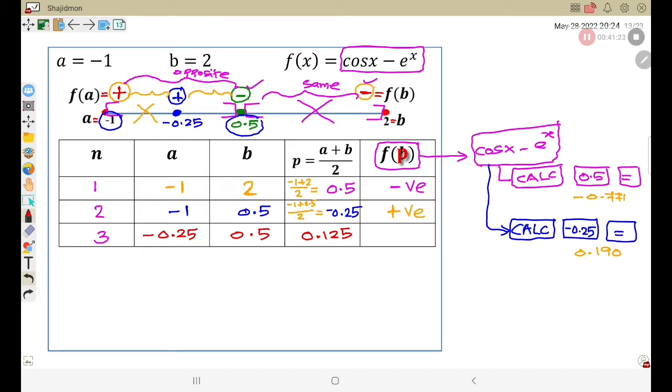Now for that number again, press the calc button here and enter 0.125, press equal to, and you will get approximately minus 0.141. The number is negative, correct? Like this we can continue these steps.